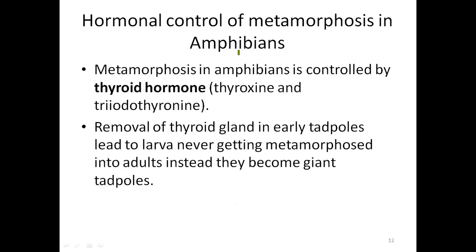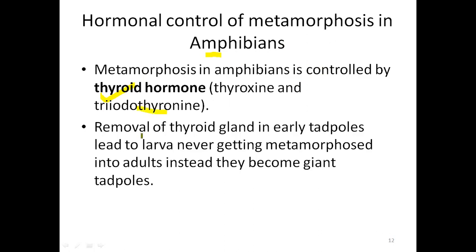Now, after coming to know about the hormonal control in insect metamorphosis, let us see how it happens in the case of vertebrates. We are taking the example of amphibians here. Metamorphosis in amphibians is mainly controlled by what are known as thyroid hormones. Two important hormones are produced by the thyroid gland. One is thyroxine, another one is T3 or triiodothyronine.